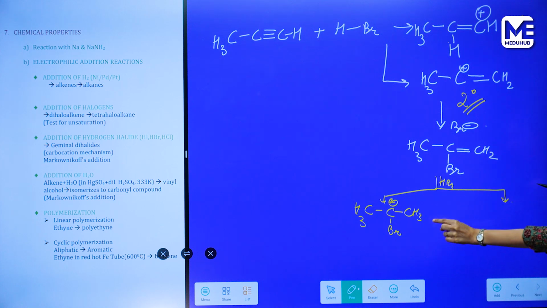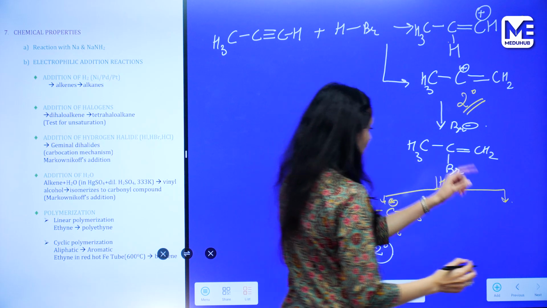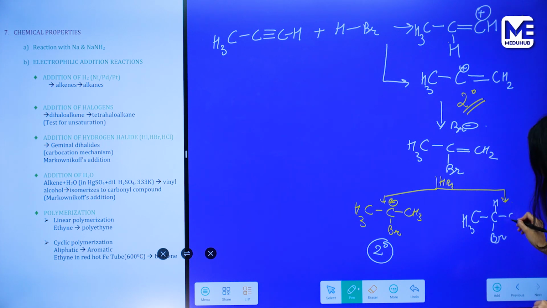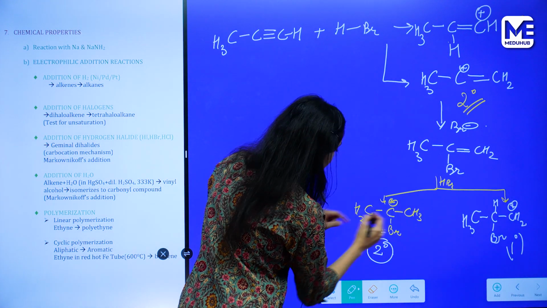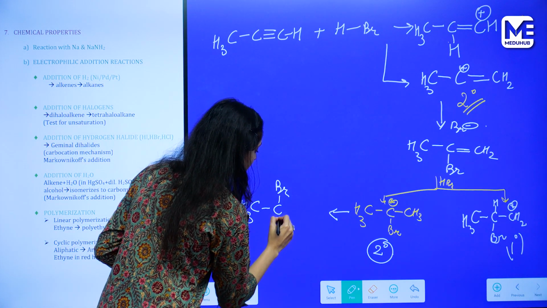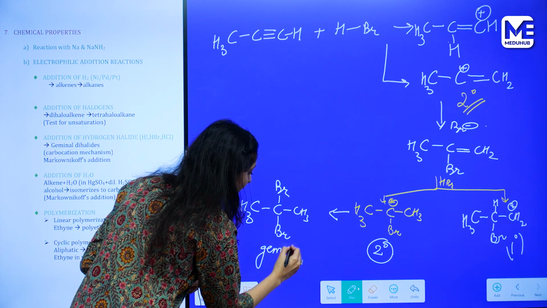If it takes place on this carbon, we get a 2 degree carbocation here. If it takes place on the other carbon, we will get a 1 degree carbocation, CH3. Right? This is a 1 degree carbocation, this is a 2 degree carbocation, this is more stable. Hence, now Br will attack here and the final product will be Br here, another Br here and CH3, a geminal dihalide.